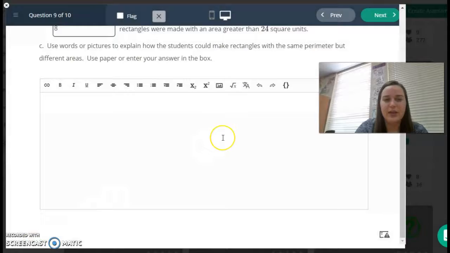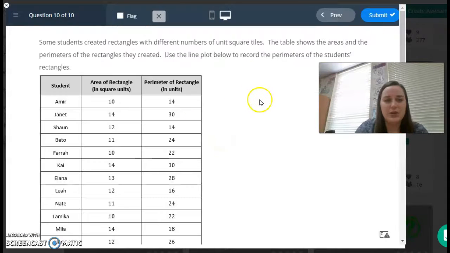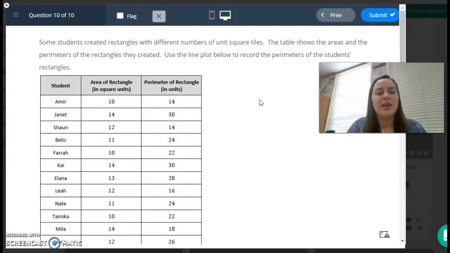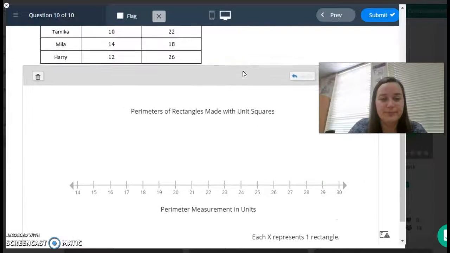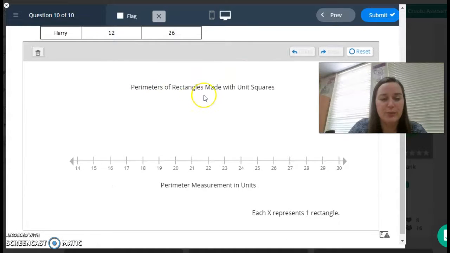Okay, here we go. So we're done with that one. Okay, last question. Some students created rectangles with different number of unit square tiles. The table shows the areas and the perimeters of the rectangles they created. Use the line plot below to record the perimeters of the students' rectangles. So here's the thing. We need the perimeters. Do we need to look at the area at all? Nope. We're just looking at the perimeters.